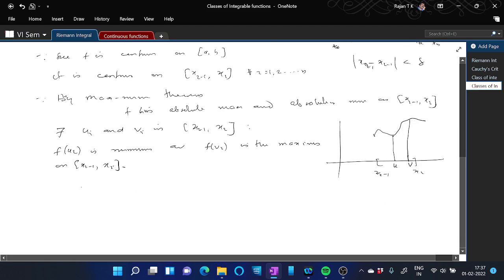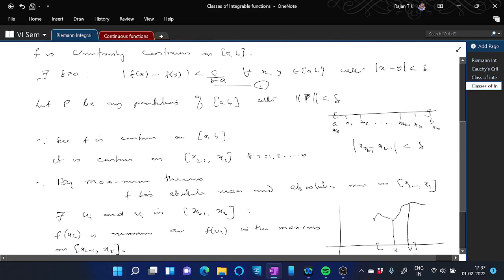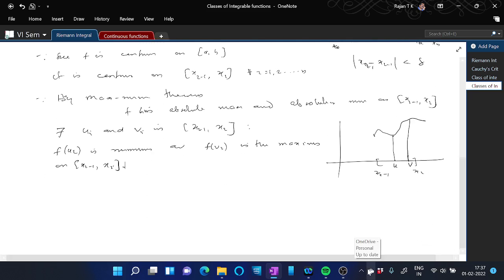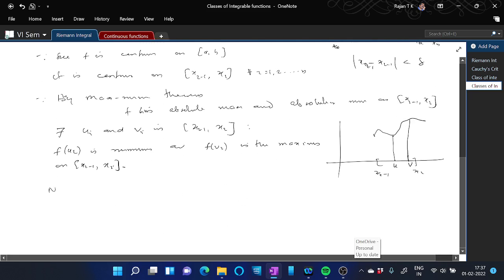Now we are in a position to define two step functions alpha and omega. Now define alpha_epsilon(x) = f(u_i) for x in (x_{i-1}, x_i) and omega_epsilon(x) = f(v_i) for every x in (x_{i-1}, x_i).